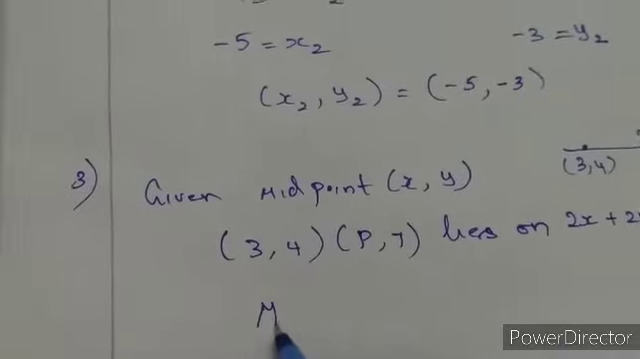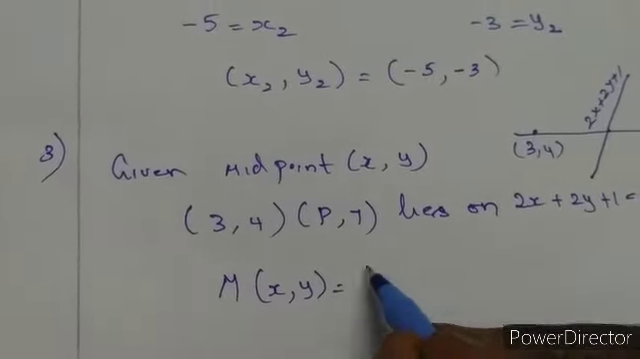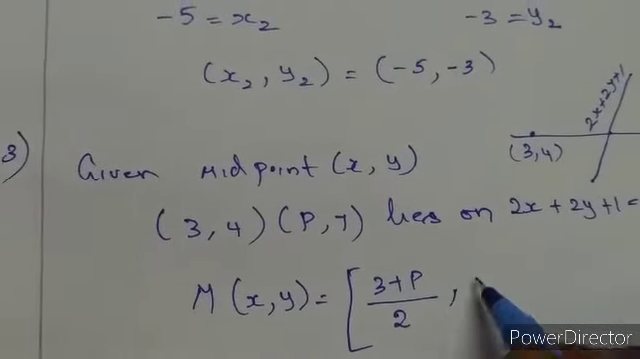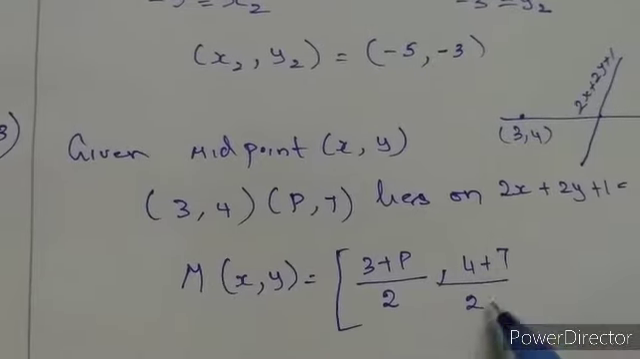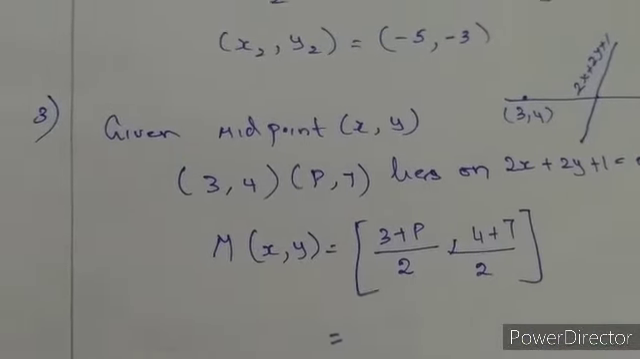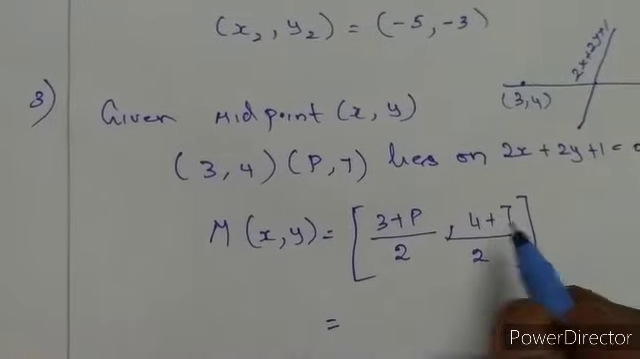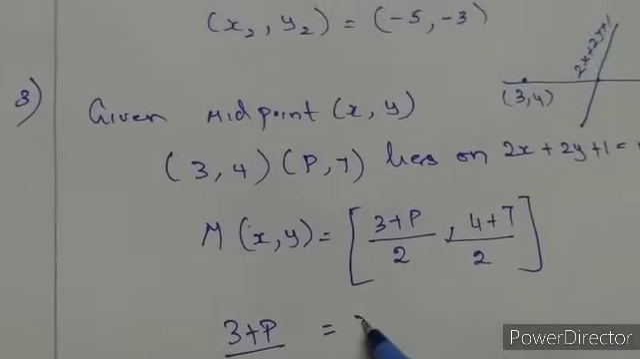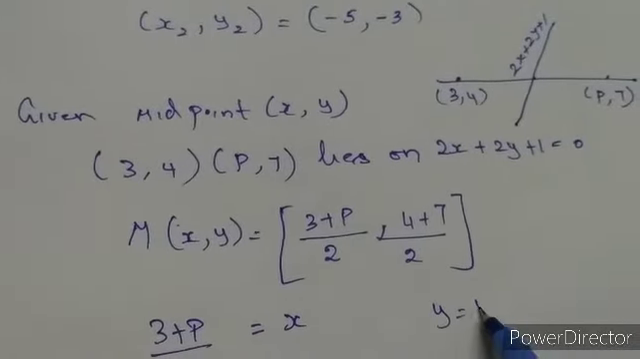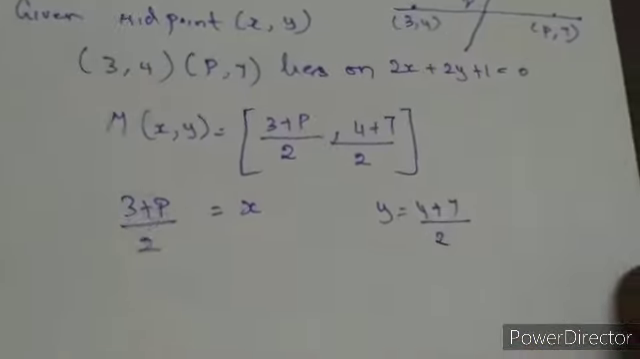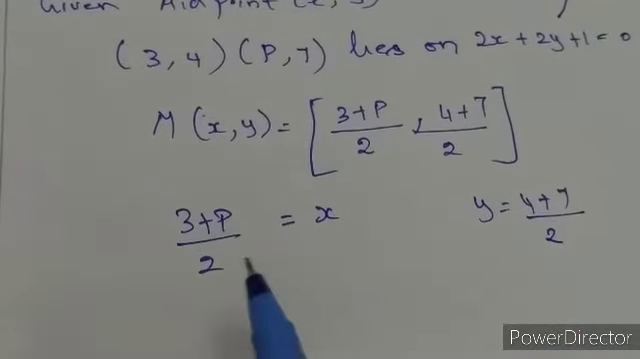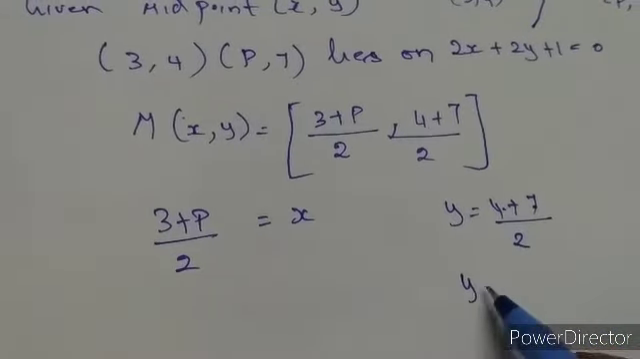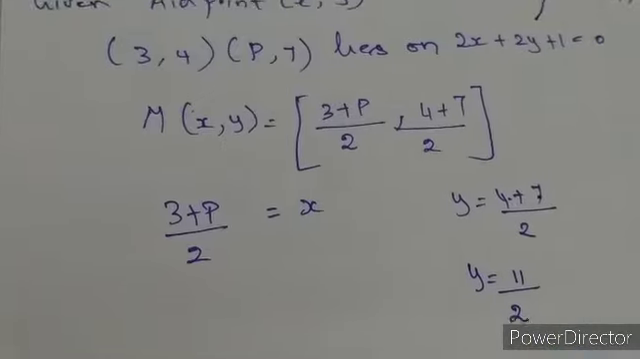Now the midpoint of (x, y) equals ((3 + p)/2, (4 + 7)/2). Yes, I can separate the x and y values. So (3 + p)/2 is the x-coordinate, and y equals (4 + 7)/2. Now 7 plus 4, y is 11/2.